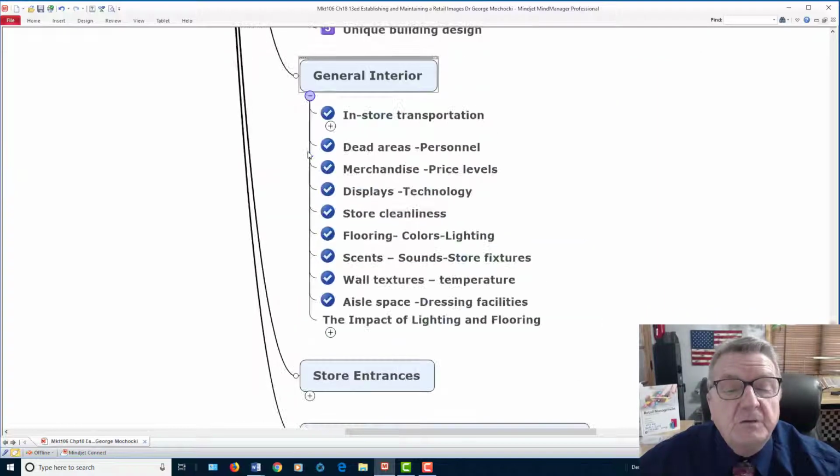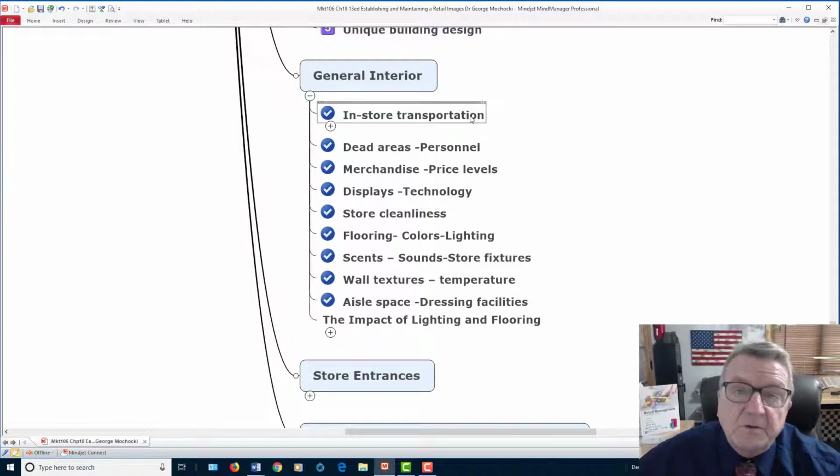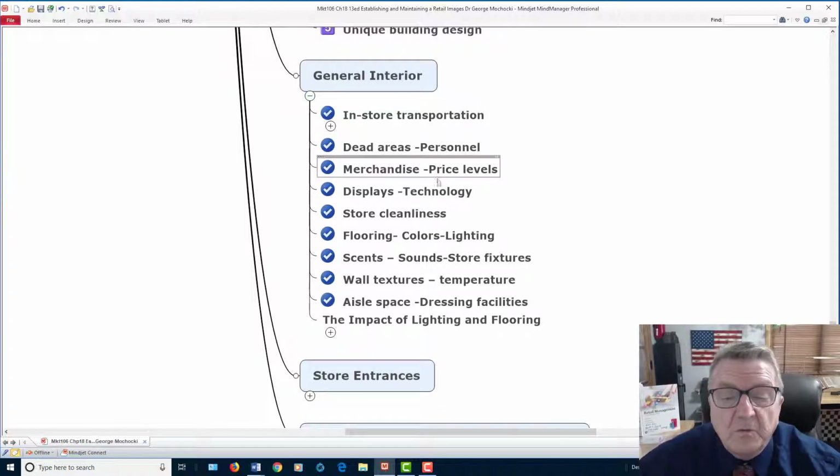Okay, now the general interior. And look at this about your own store. In-store transportation, how you move around in the store, merchandise, displays, how clean the store is.